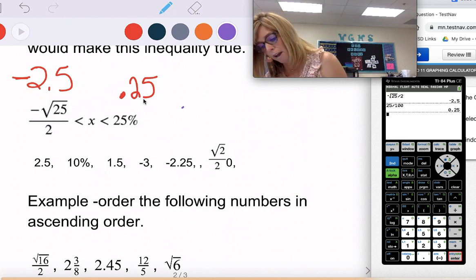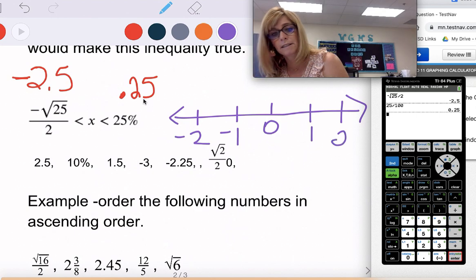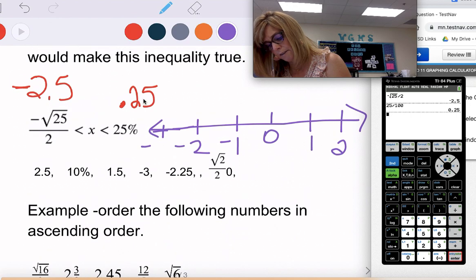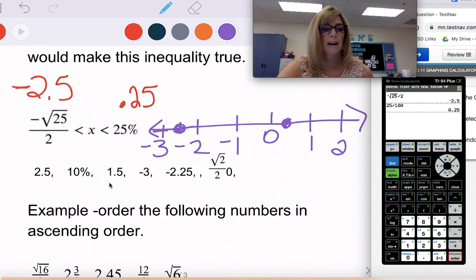So if I'm thinking about a number line, and here's 0, and here's 1, and here's negative 1, here's negative 2, here's positive 2, and this is negative 3. Negative 2.5 would be about right here. There's a dot right here. And then 0.25 would be about right here. So we want to circle all of the numbers down here that would be between these two values.